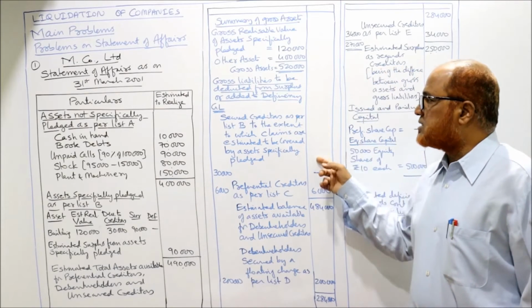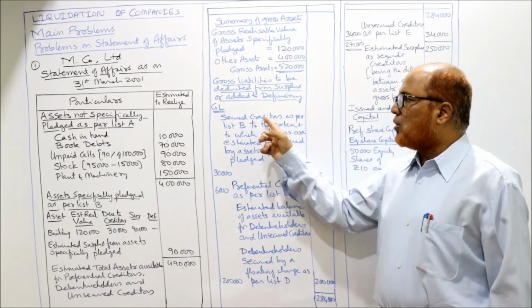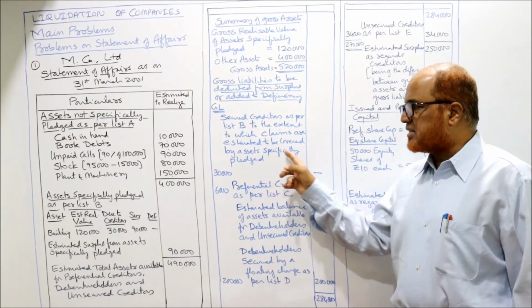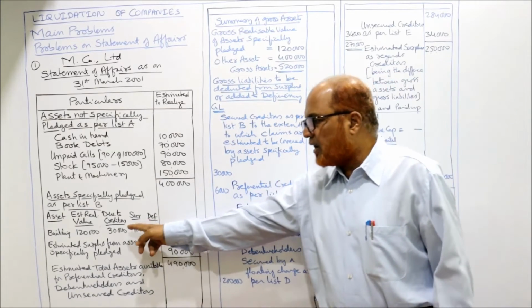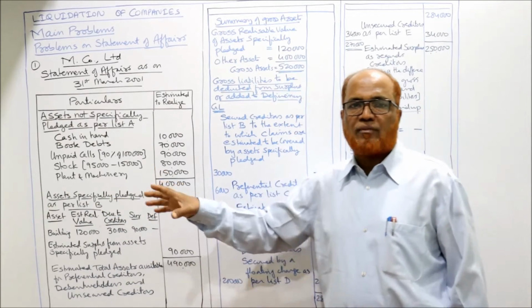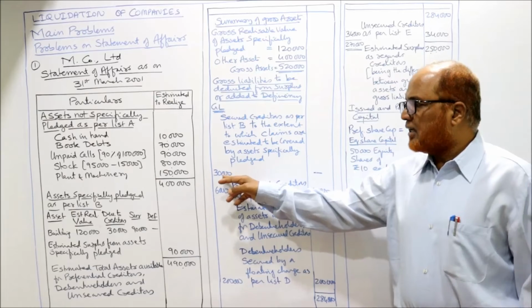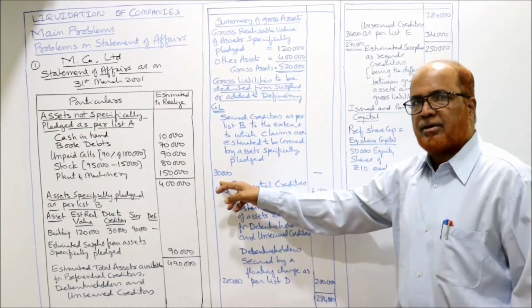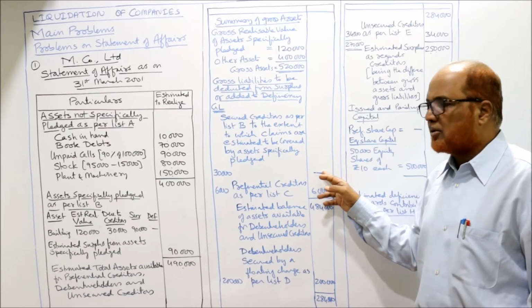We should not take in estimated to rank. Secured creditor as per list B to the extent to which claims are estimated to be covered by assets specifically pledged. These people's claims are covered. Covered in what? Pledge of the security. So 30,000 rupees is the amount due to the creditor. That 30,000 should be taken in gross liability. Don't take in estimated to rank.